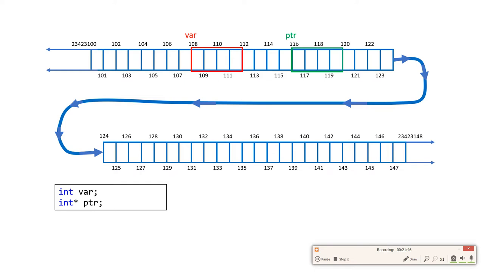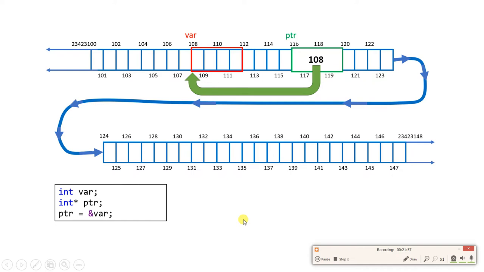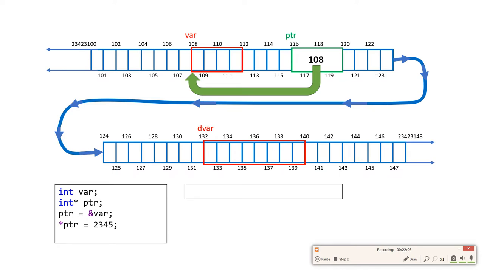So when I say PTR is equal to the address of var, PTR holds where the variable is, and it's going to be 108. Are we okay with that? All right. So if I say target of PTR is 2345, it actually puts the value in there. Are we good? Any problem up to this point?